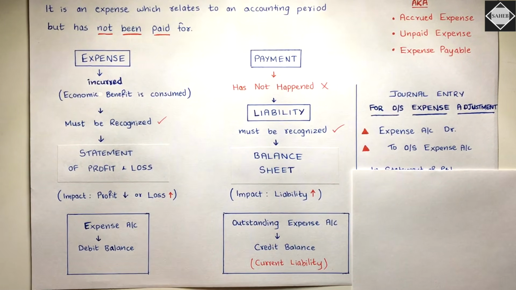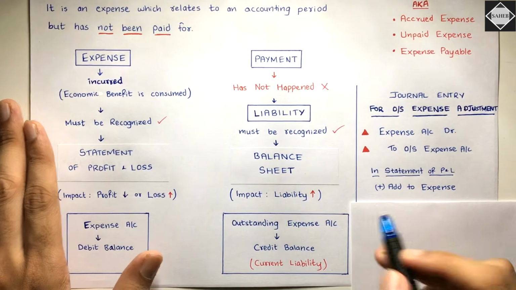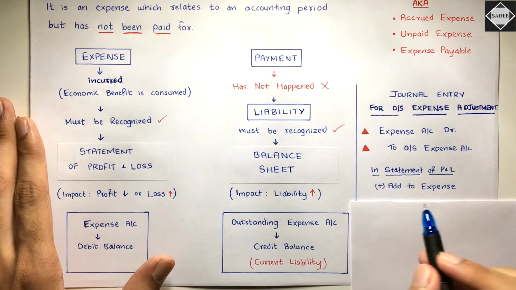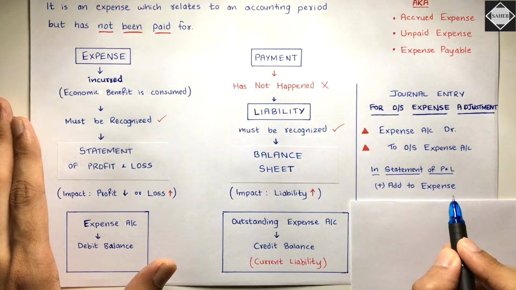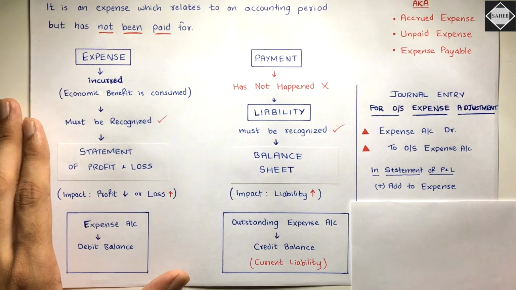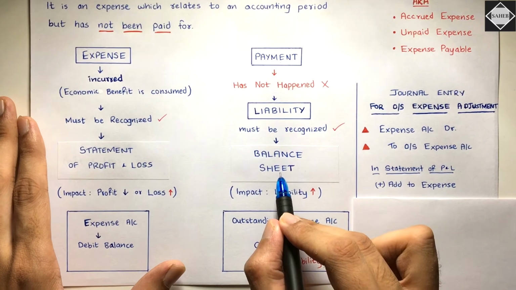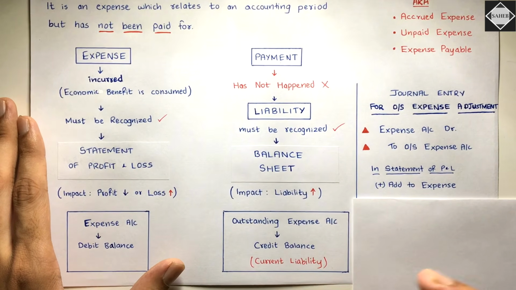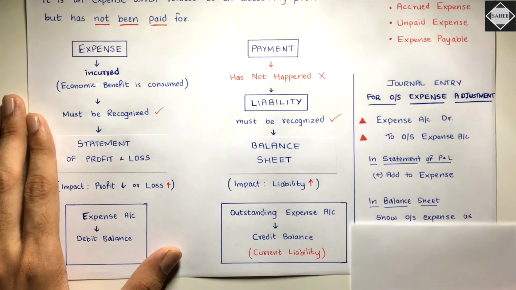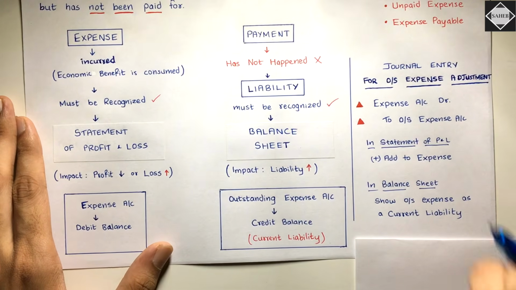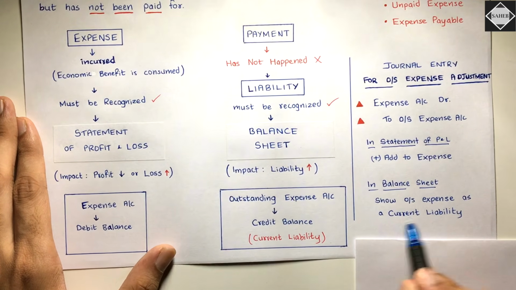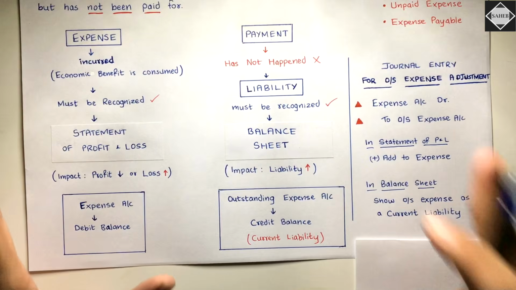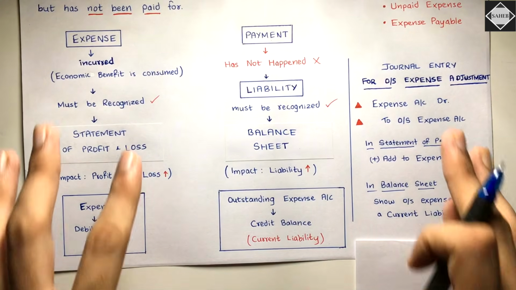You will have to add just the March salary to that. Is that clear? So in the statement of profit and loss, or profit and loss account, add to the expense, whatever the amount is. And then in the balance sheet, what you have to do? You have to show this outstanding March salary under the head of current liability as outstanding salary. Show outstanding expense as a current liability. Is that clear? This is what you have to do in the current accounting period.